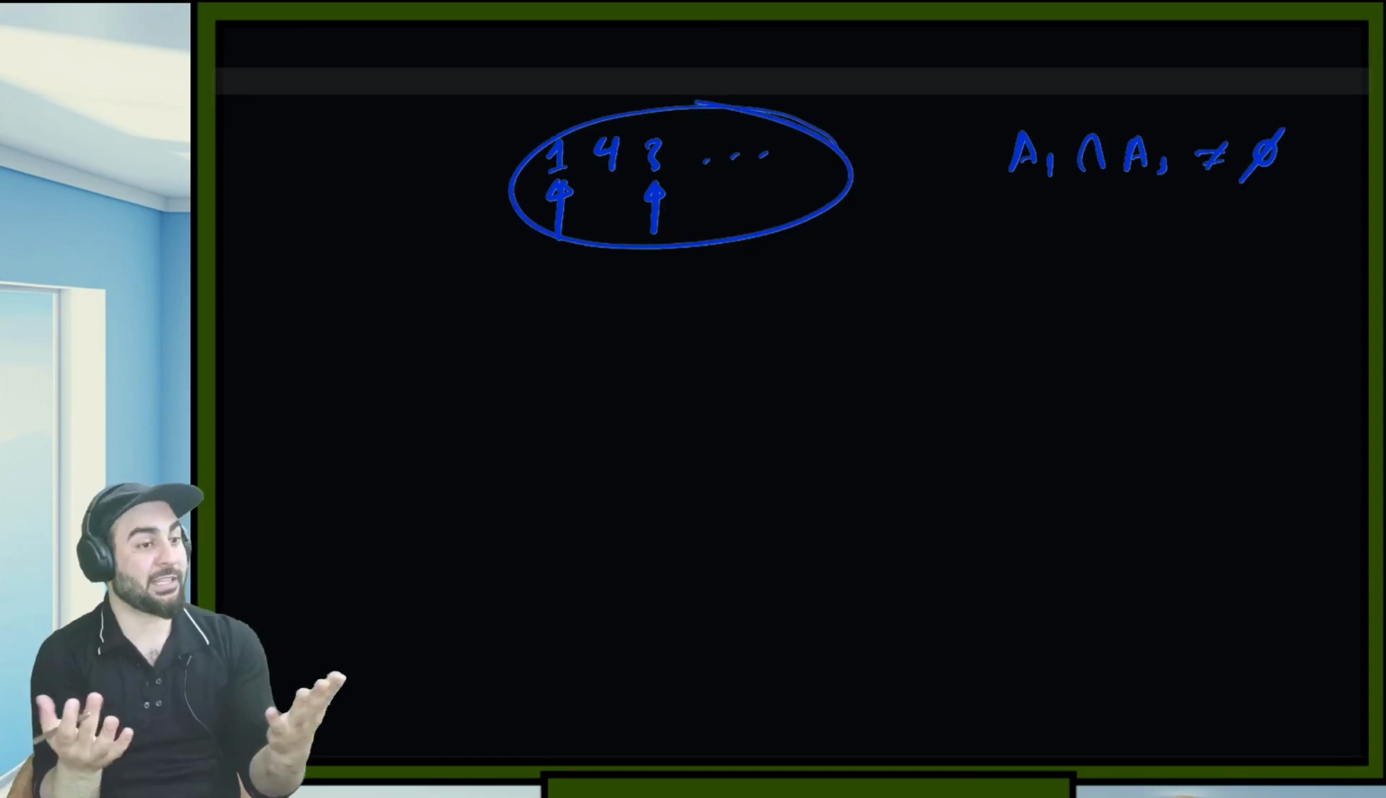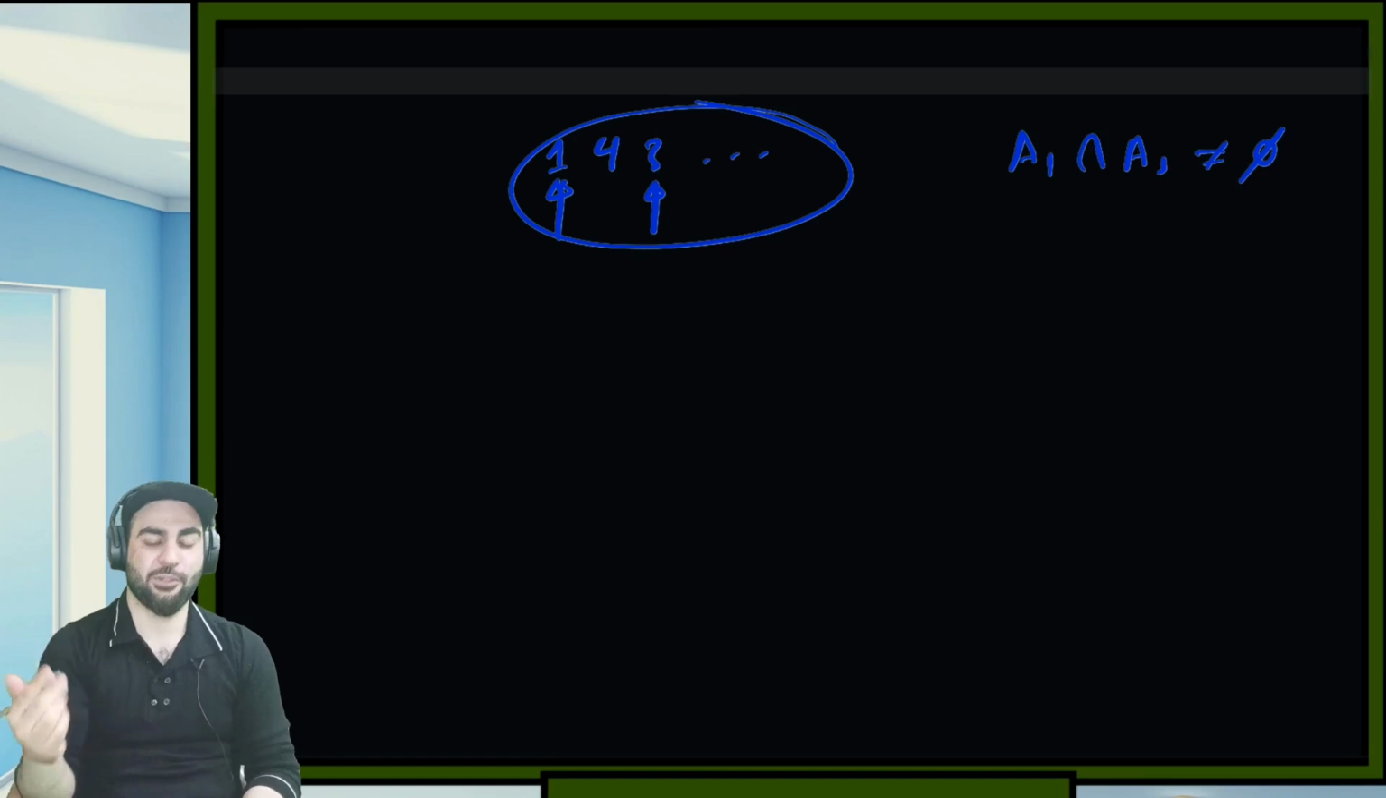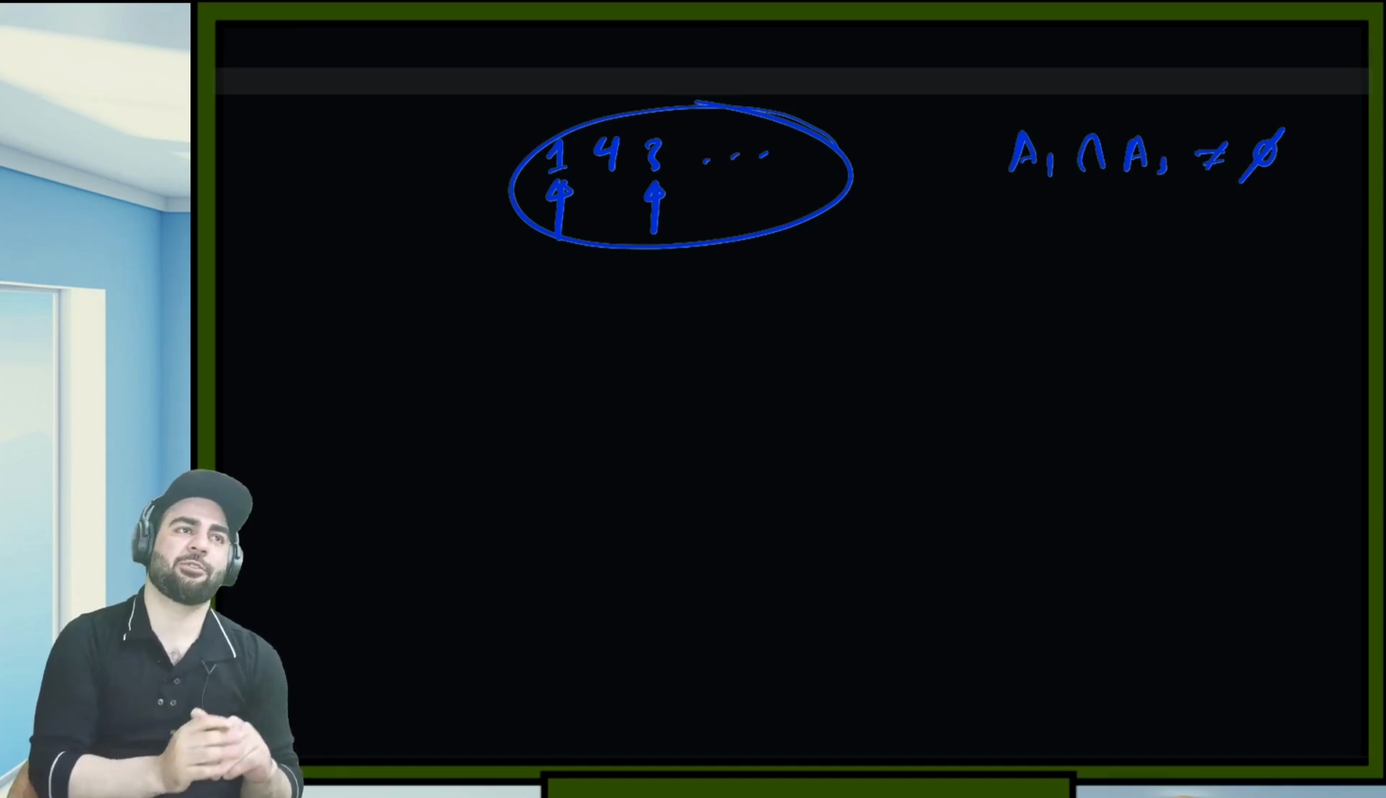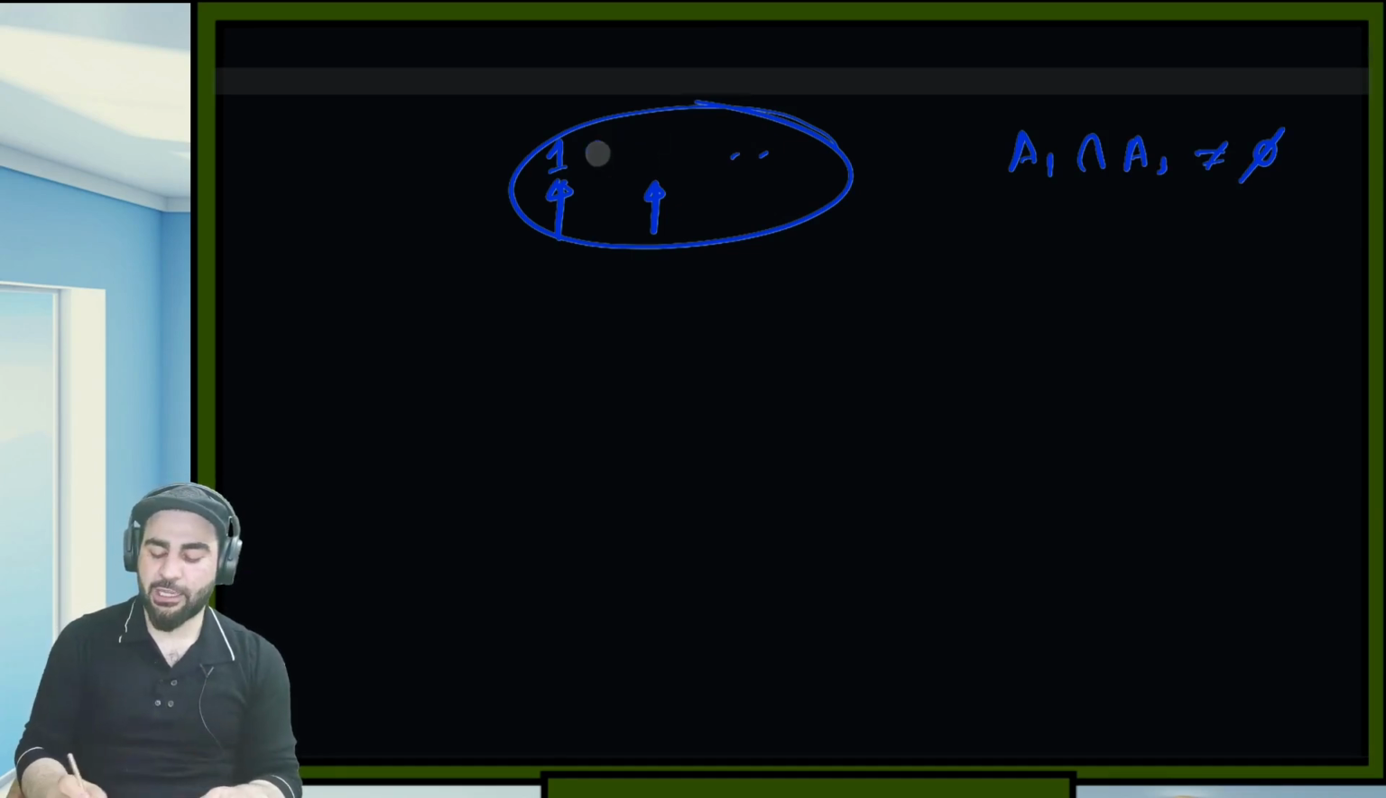So there is some intersection. And there is not just one intersection. I just showed you one example. There are a lot of intersections. So that means these things are not mutually exclusive. So what we should do is we should use the inclusion-exclusion principle.